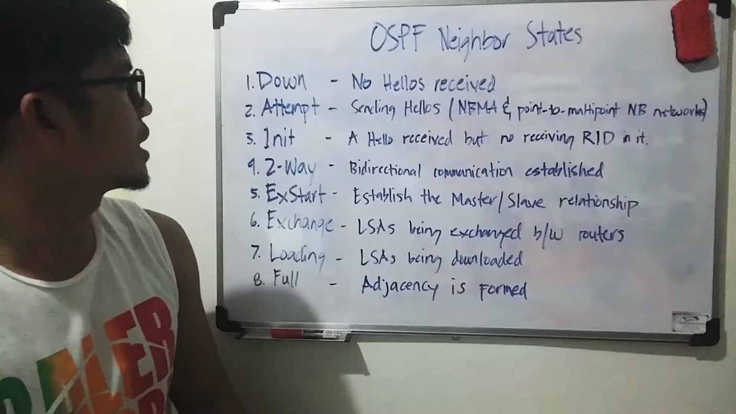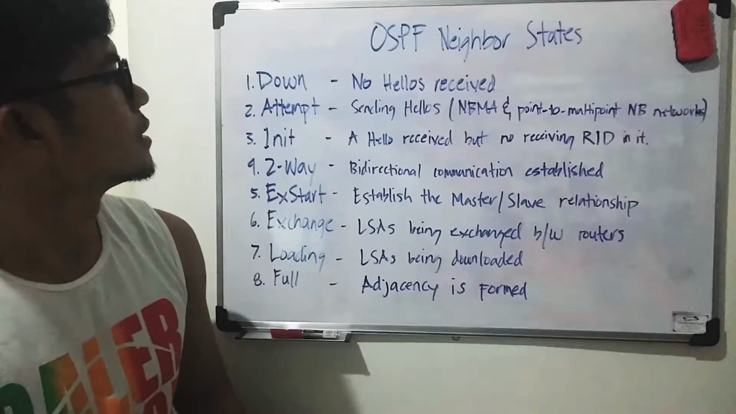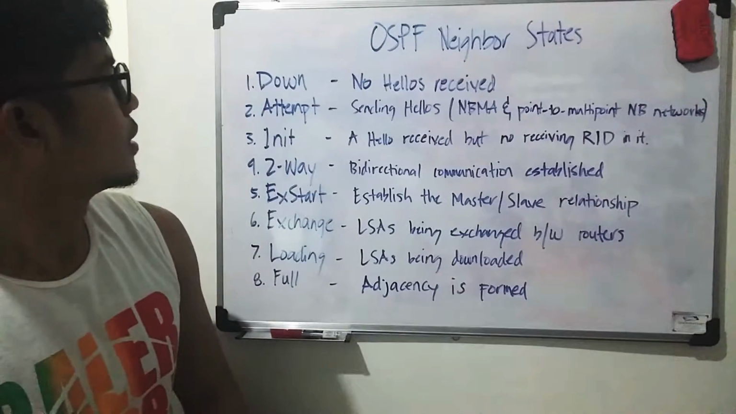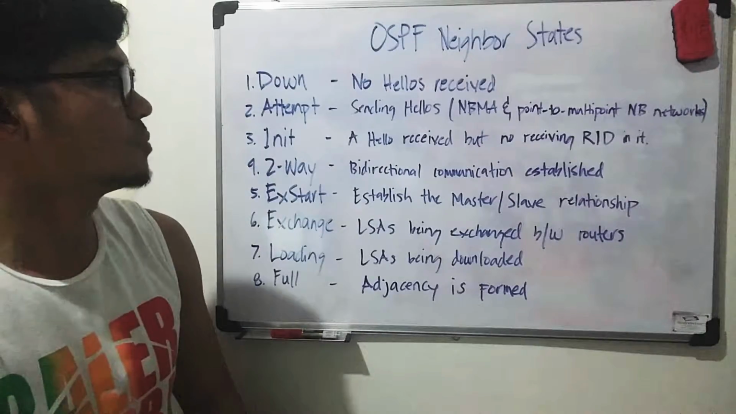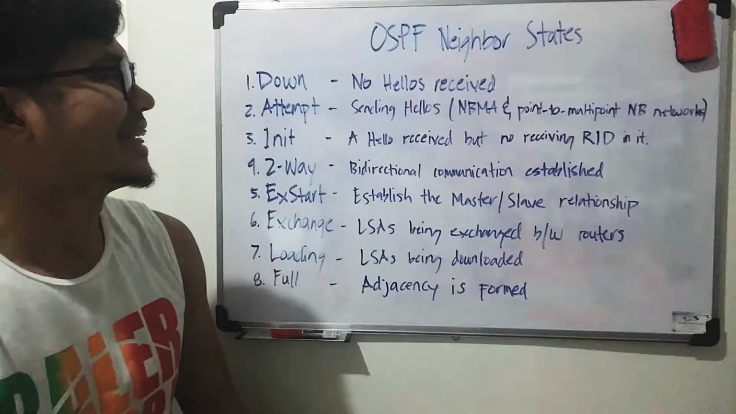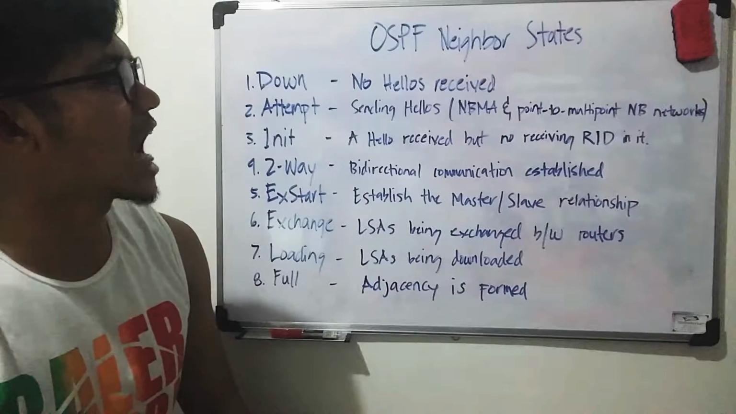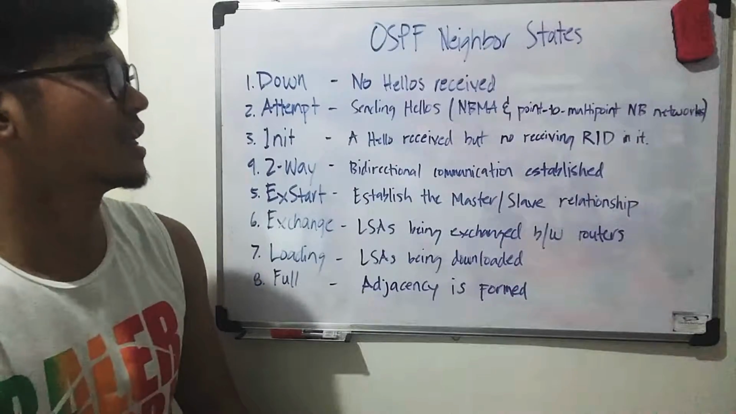Number 3 is Init. A hello has been received, but it doesn't have the receiving router ID in it.